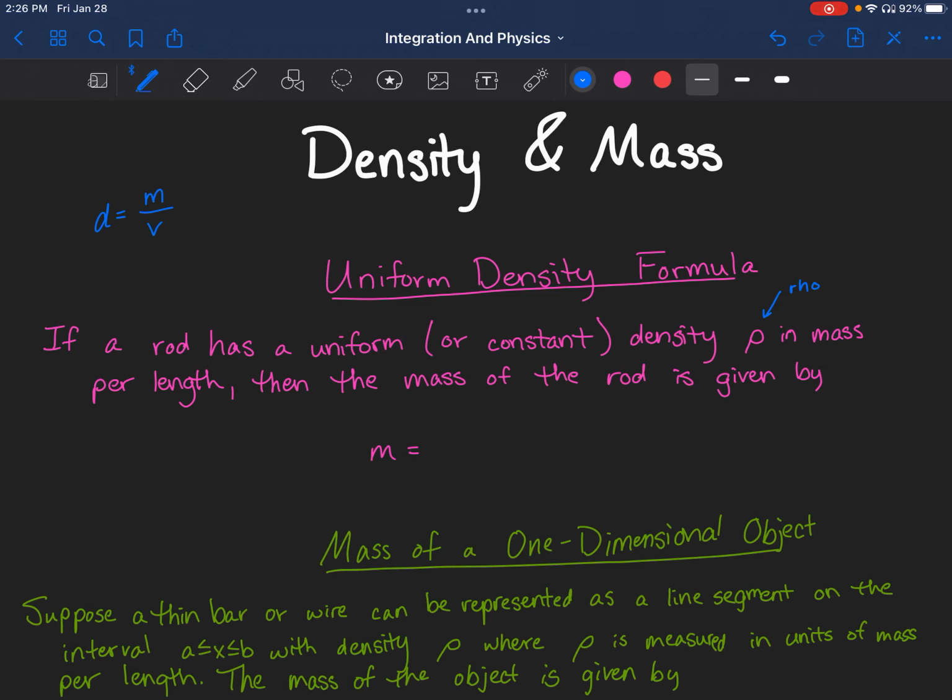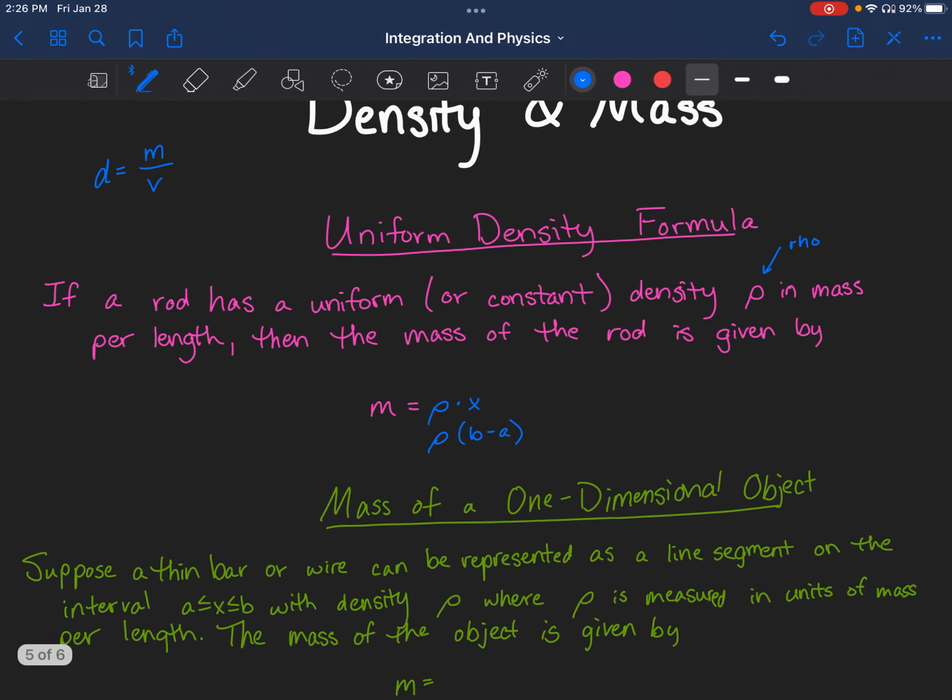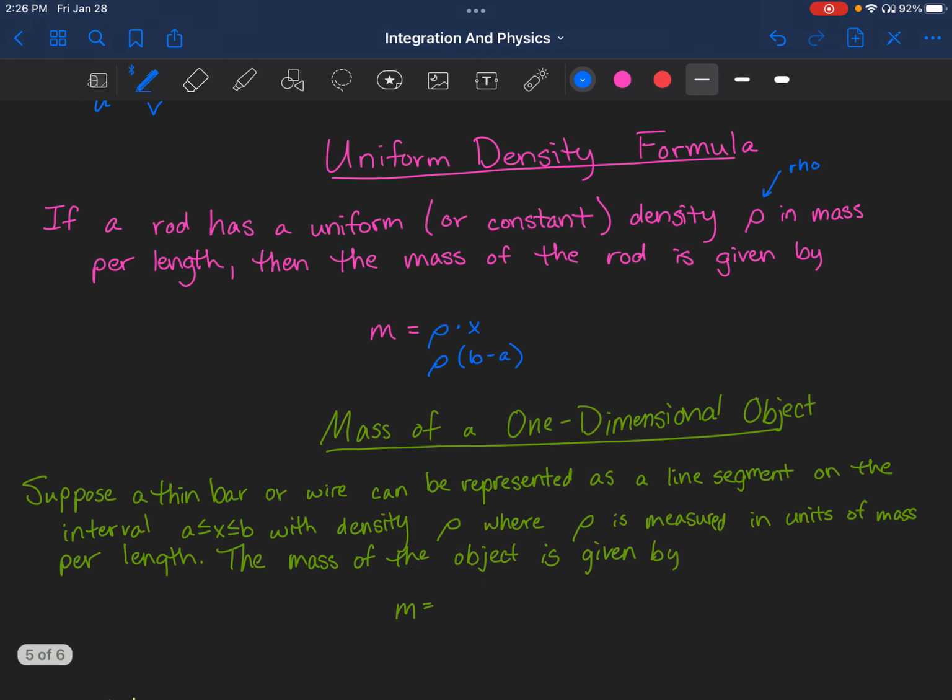Then the mass of the rod or that one-dimensional object, whether it be a bar, a wire, whatever, is going to be that density rho times the length of that object. And so if we're given two different x values, we could do it as b minus a, or if we're just given the length, we would just do x. Now, that's going to be pretty helpful because it's going to extend our idea into calculus a little bit better.